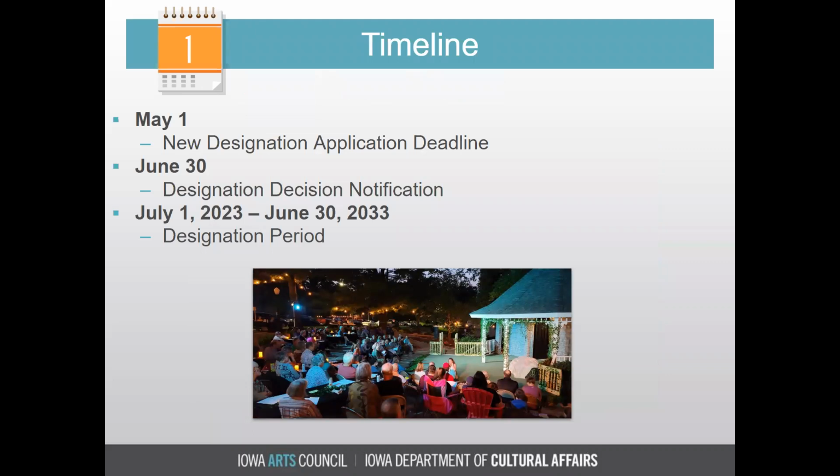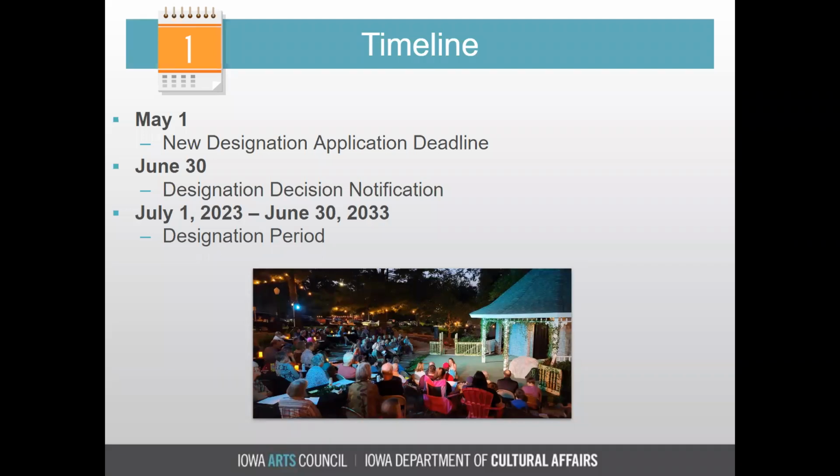Here's a look at the timeline for the designation program. The deadline to apply for the program is 11:59 p.m. on May 1st. Full applications will undergo review by the Iowa Arts Council staff for eligibility, and eligible applicants will be sent to a competitive review panel by the Iowa Cultural and Entertainment District's Advisory Committee. Applicants will be notified by the end of June of designation decisions, and applicants who are awarded designation will receive a memorandum of understanding via email and information about their designation.